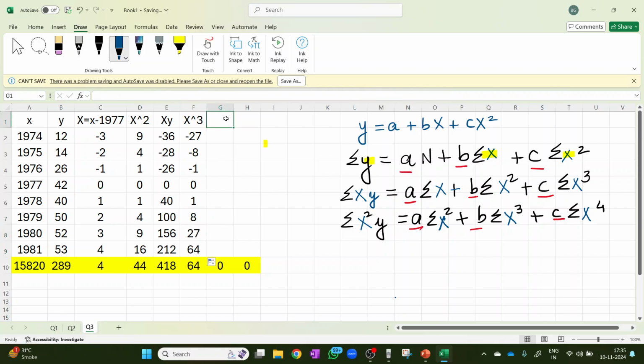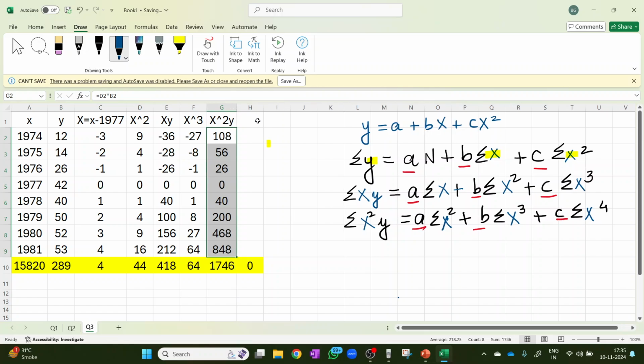Then we have capital X square into small y. So capital X square is 9, 4, all of those, multiplied by small y. Again, you'll have to use a calculator to find all these values. Okay, you can see the values becoming bigger.